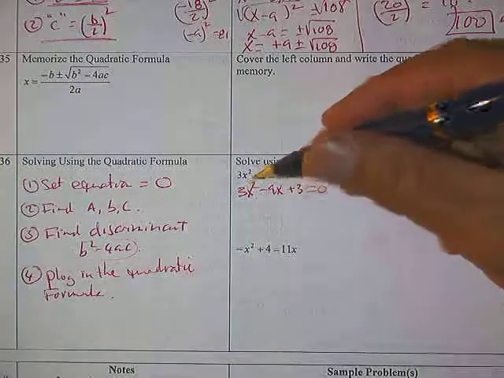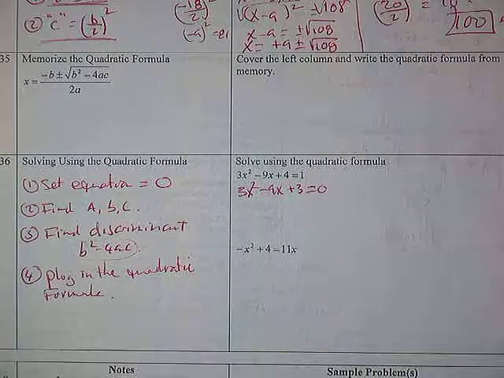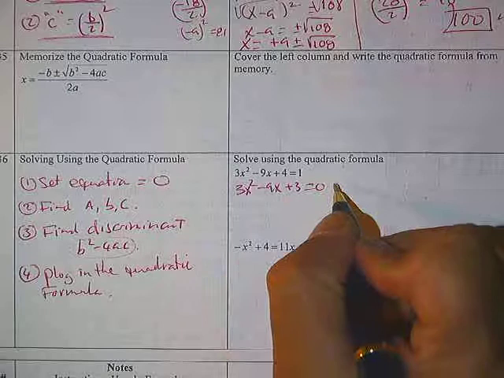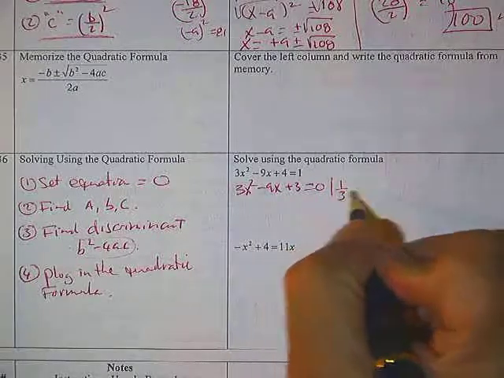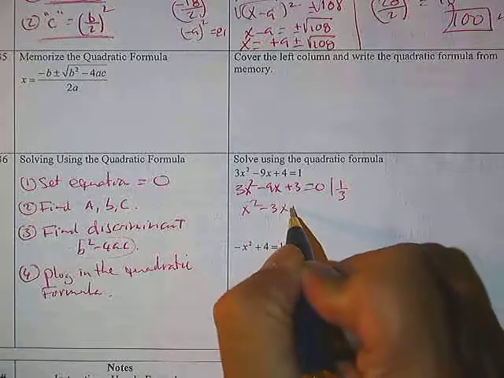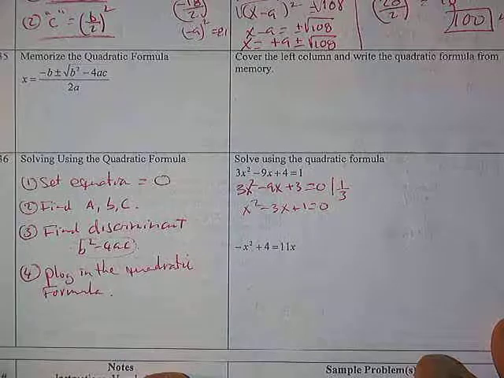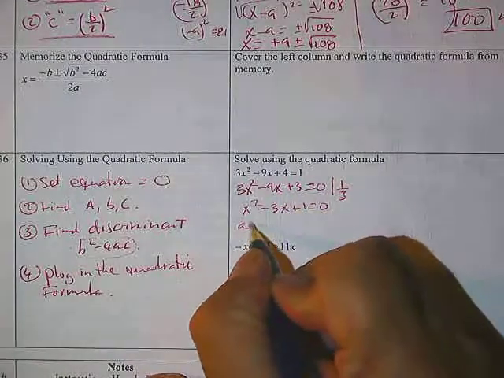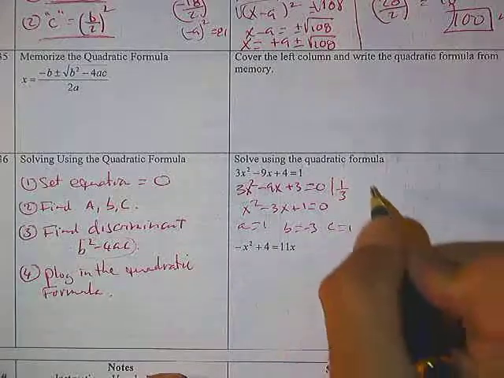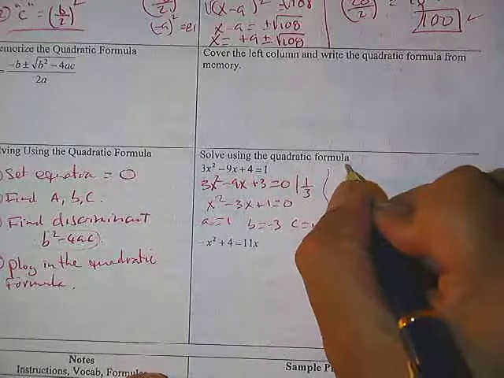So that's not equal to 0. To get it equal to 0, you subtract 1 from both sides. You end up with 3x squared minus 9x plus 3 is equal to 0. Now, we can work with a is 3, b is negative 9, and c is 3, but I notice that they all have a common factor of 3, so we can divide everything by 3. Multiply by 1/3, and I end up with x squared minus 3x plus 1 is equal to 0.